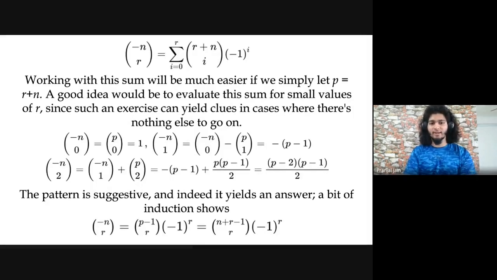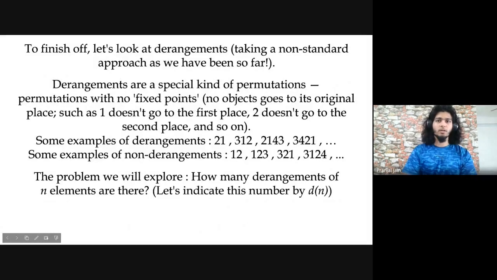So I won't go over that right now, but you can explore that aspect on your own. And that will give you a combinatorial way to understand this binomial coefficient. So now we'll come to the third part with derangements, and we'll take a non-standard approach as we have been so far. So derangements are a special type of permutations, and in particular, they are permutations with no fixed points.